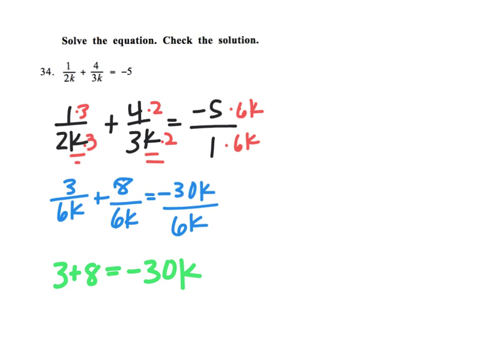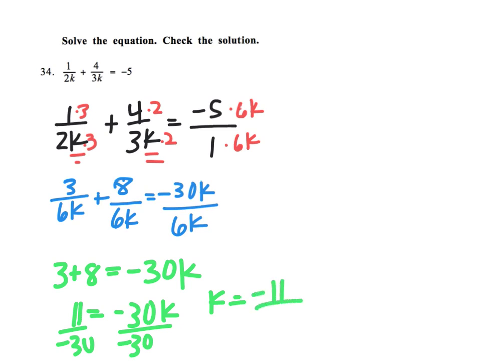So if I do 3 plus 8, we'd have 8, 9, 10, 11 equals -30k. Man, I really wish that wasn't like -30k, but it is. If we divide both sides by -30, we get k equals -11 over 30.